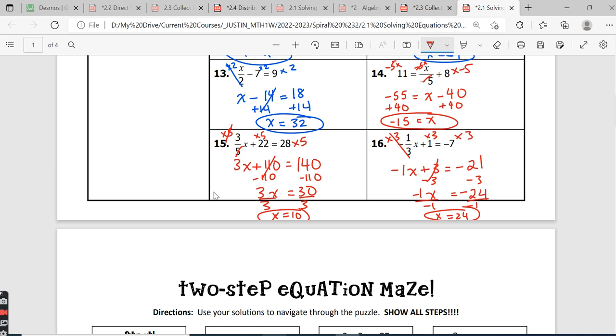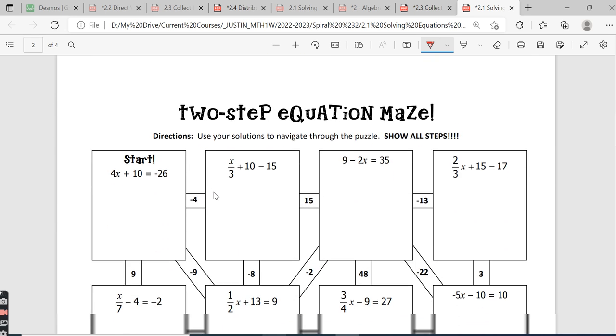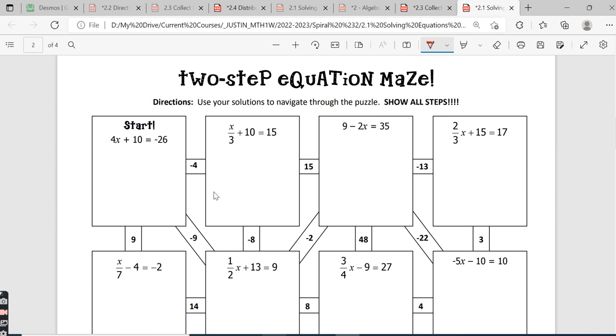And we're done. So for the maze, your job is simply, you're going to start here, okay, you're going to solve for x. So I'm going to do this first one for you. So I'm going to take away 10 from both sides. 4x is equal to negative 36. Divide both sides by 4. X is equal to negative 9.